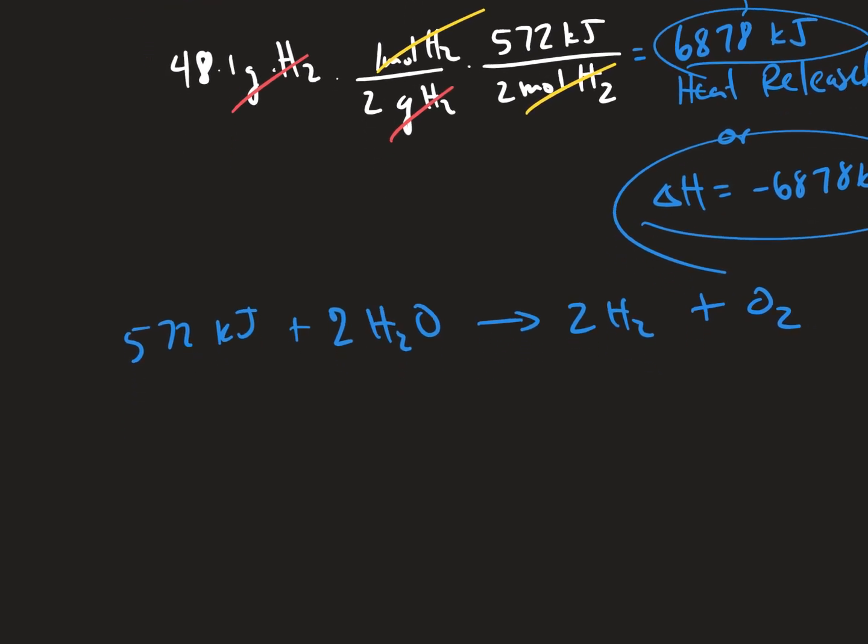All right, so now let's say we want to produce 2 liters of hydrogen gas. How much energy is required? How much energy is absorbed to produce 2 liters of hydrogen gas? Are we good? Or maybe I should say how much heat is absorbed.